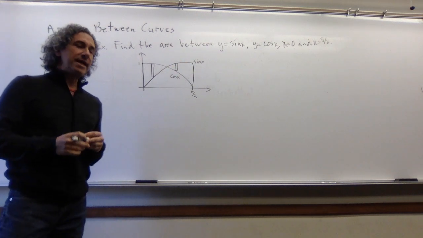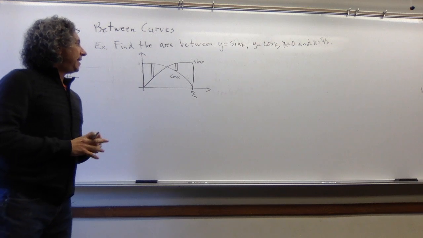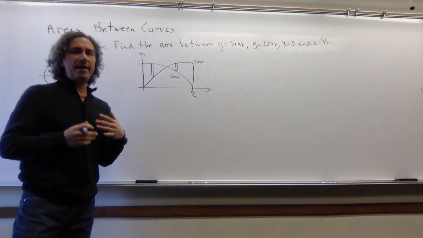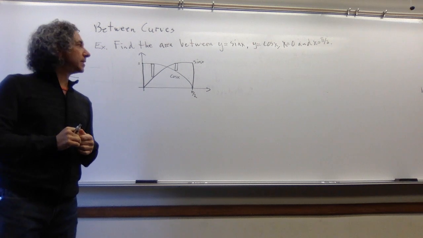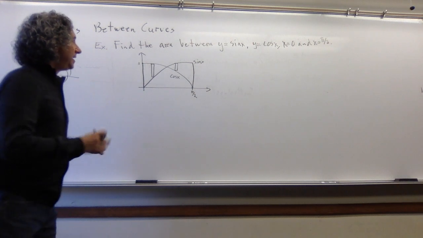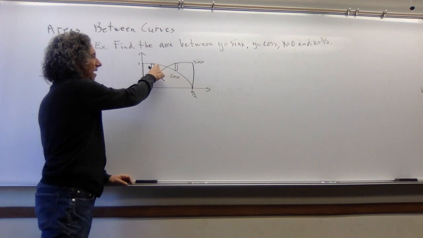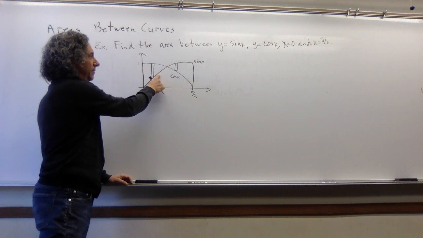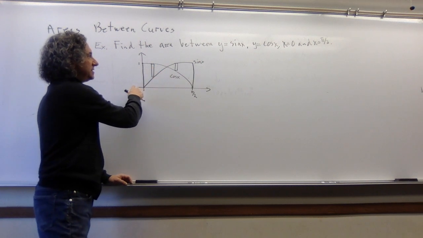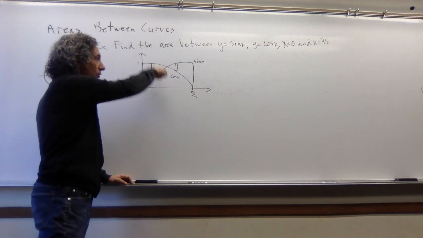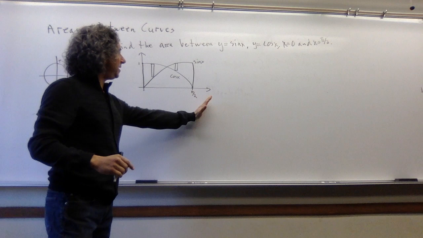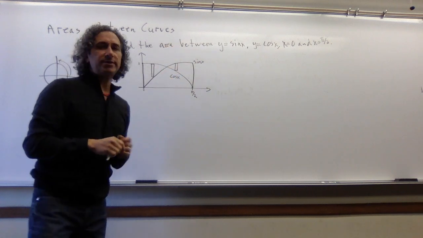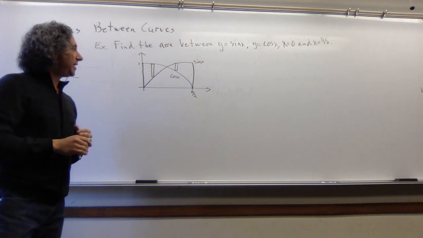So at this point, I want you to stop the video and ask yourself, why is this problem any different than the previous problem? Well, hopefully you said that in this problem, it looks like my top and bottom switch from 0 to this intersecting point. Cosine is on top, sine is on bottom. And then from here to here, sine is on top and cosine is on bottom. Well, how do we handle that?